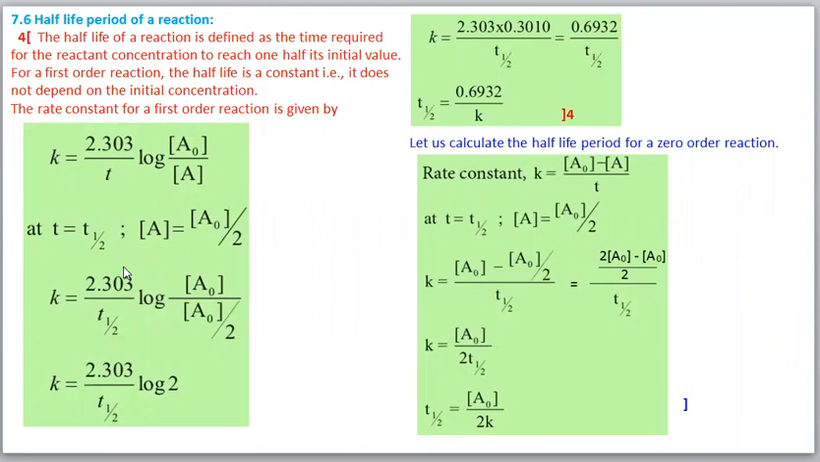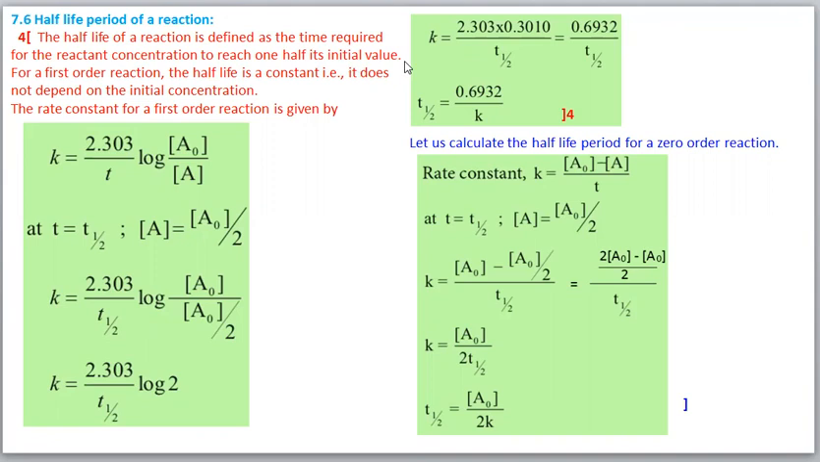First, about the half-life period of a reaction. First, the definition of half-life period. The half-life of a reaction is defined as the time required for the reactant concentration to reach one half of its initial value. See, the half-life period of a reaction is defined as the time required for the reactant concentration to reach one half of its initial value.